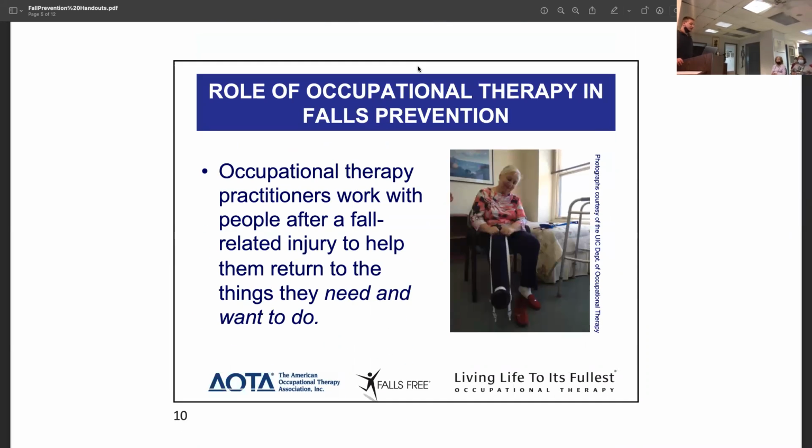So occupational therapy practitioners also work with people after they've already had a fall, when their injury disrupts their ability to be involved in what they really want to do. They work with people who have sustained injuries such as hip fractures, wrist fractures, or head injuries after a fall to answer the question, how can I do the things I need to do on a daily basis to care for myself and my home and to fulfill my responsibilities?